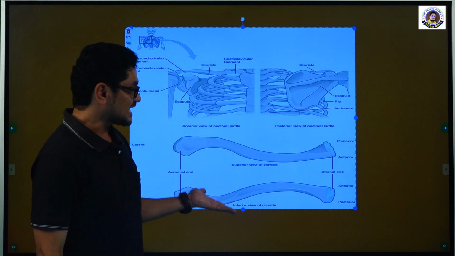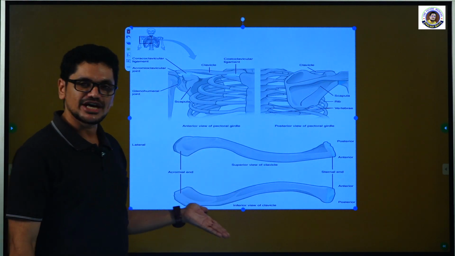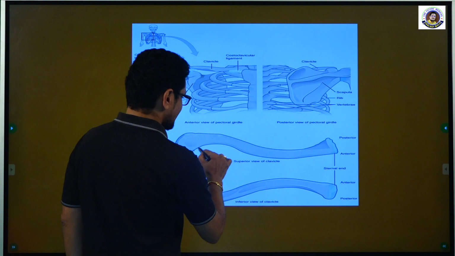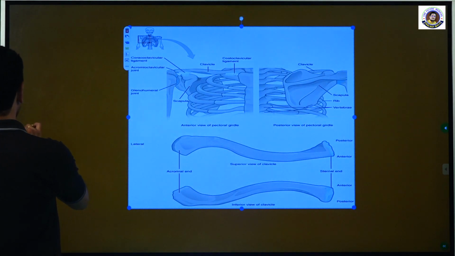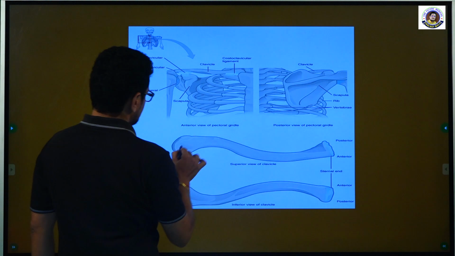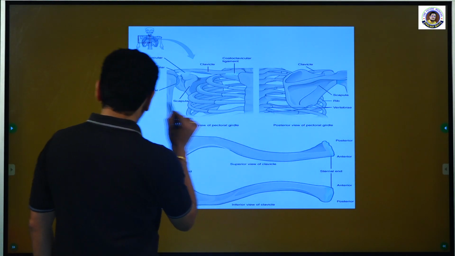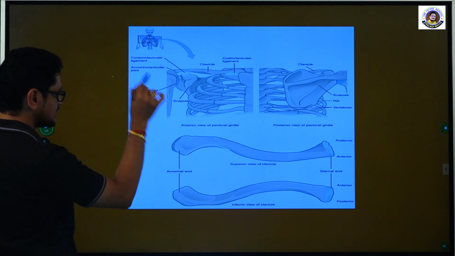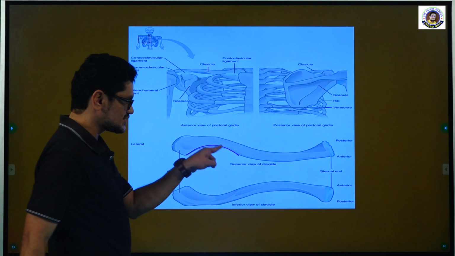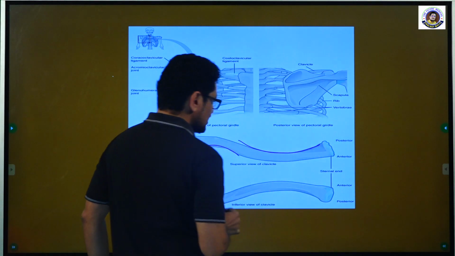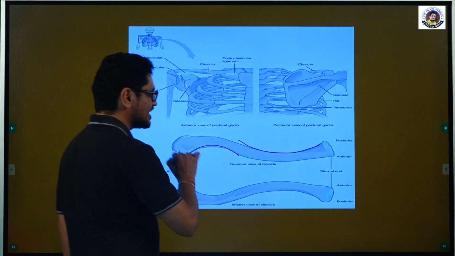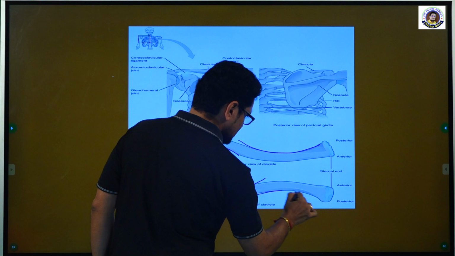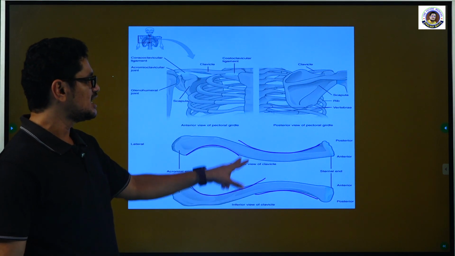This is the clavicle, superior view and inferior view. The clavicle is a double curved bar. I will change the color so that you can see more clearly. See the curve here and the curve here. See this concavity and convexity, how it is present. The double curved bar, that is the clavicle.